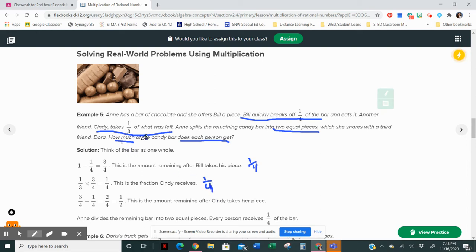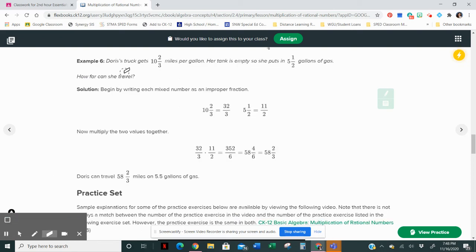Well, it says here that Anne split that 1/2 into 2 equal pieces, which she shared with Dora. So it turned out that everybody got 1/4 of that candy bar. So let's look at one more example.